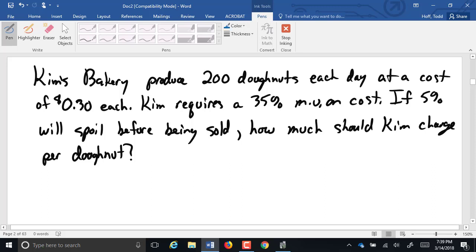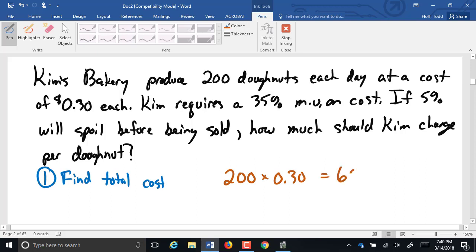So this requires a couple of extra steps at the beginning and a couple of extra steps at the end. Actually, one extra step at the beginning and a couple extra steps at the end. In the beginning, our first step, rather than doing it per item, we find a total cost. What does it cost to produce all of these donuts? Well, we have 200 donuts. How much does it cost each? 30 cents. That's a total cost of $60.